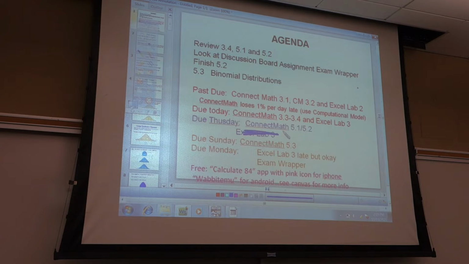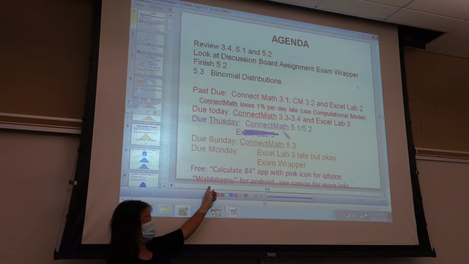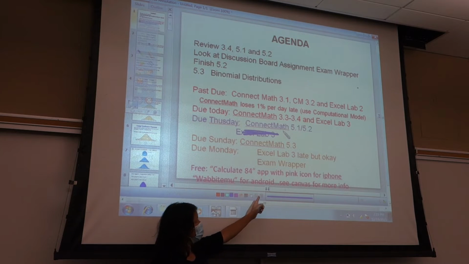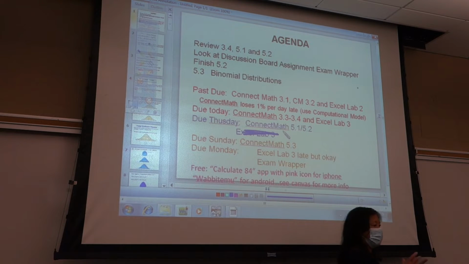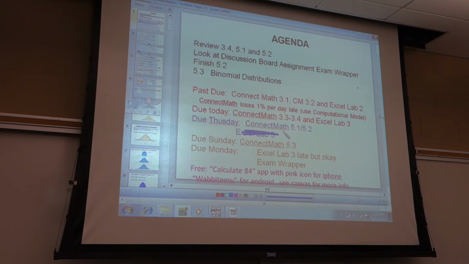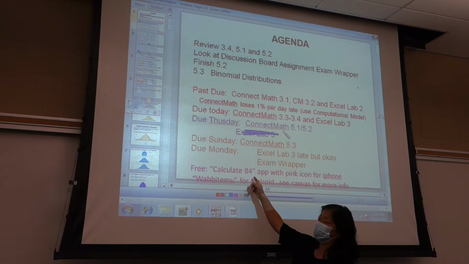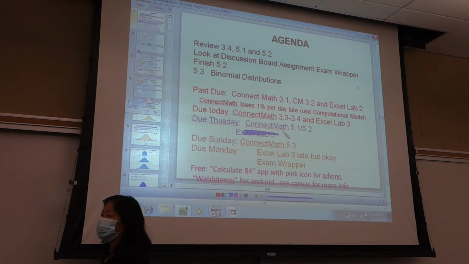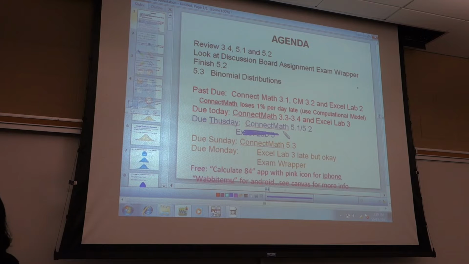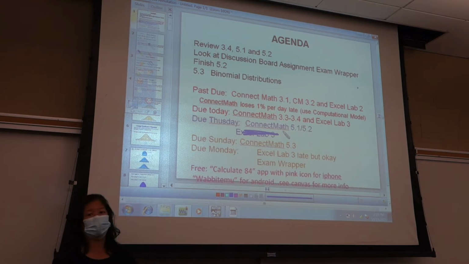So from here on out, you're going to want to have a TI-83 or 84 calculator. If you have an Android, you can use WebEmu. And then in Canvas, there's a ROM file you'll need to download to make that work. If you have an iPhone, there's this app called Calculate 84, which is not quite as good of an interface, but it totally works. It still has all the functionality of the TI-84s, and it's free, so I would recommend that one.